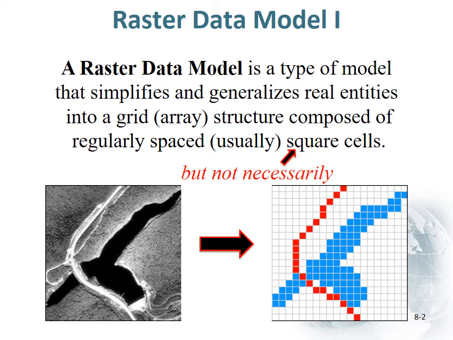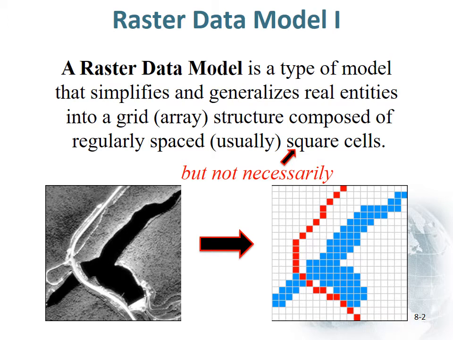Recall that the raster data model simplifies, generalizes the real world, as we see on the left in a black and white air photo, into a series of cells, the same size, the same orientation, mostly squares, but not always going to be squares. And each one of those cells represents something about the Earth's surface. And as you can see, depending upon the resolution of the cell size itself, it's going to vary in how well it can represent the Earth's surface.